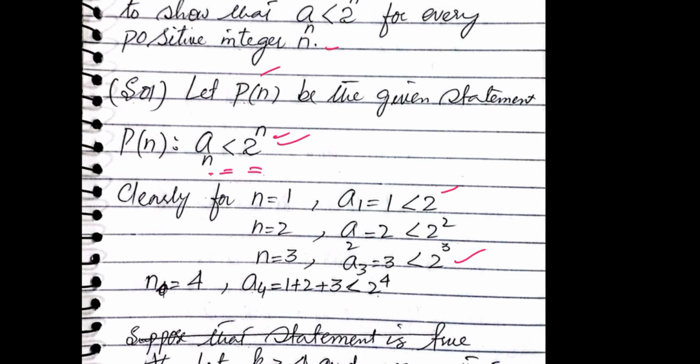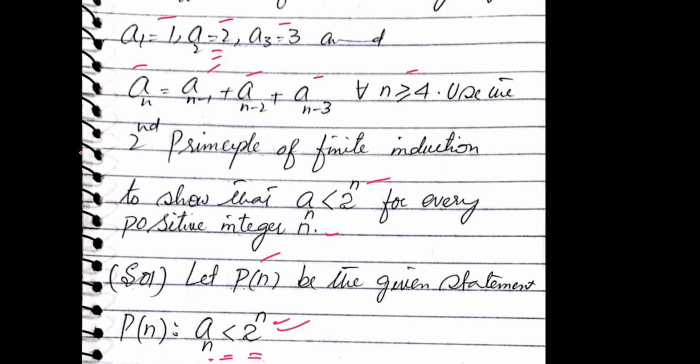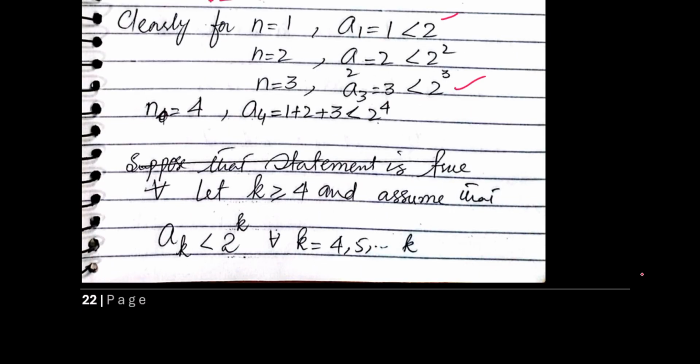For n is equal to 4, we will calculate from this formula. When you put n is equal to 4 here, this becomes a3 plus a2 plus a1. A1 is 1 here, a2 is 2, a3 is 3 here, which is equal to 3 plus 2 plus 1, that is 6. 6 is less than 2 raised to power 4. So the statement is true for the base step n is equal to 4.